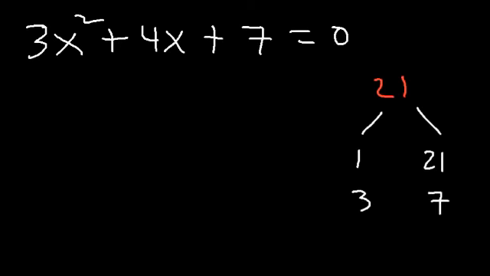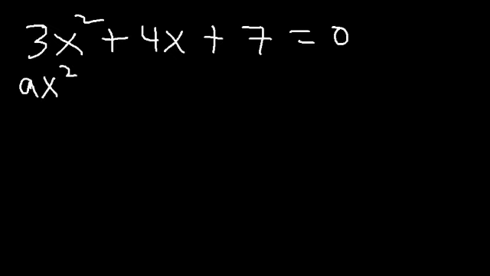which none of these add up to 4. We also have negative 1 and negative 21 and negative 3 and negative 7. Now that doesn't add to 4. Unless we had like negative 3 and positive 7, that would add to 4. But negative 3 times 7 doesn't multiply to positive 21. It multiplies to negative 21. So this expression is not factorable. So therefore, the only way to solve it is either to complete the square or to use the quadratic formula.